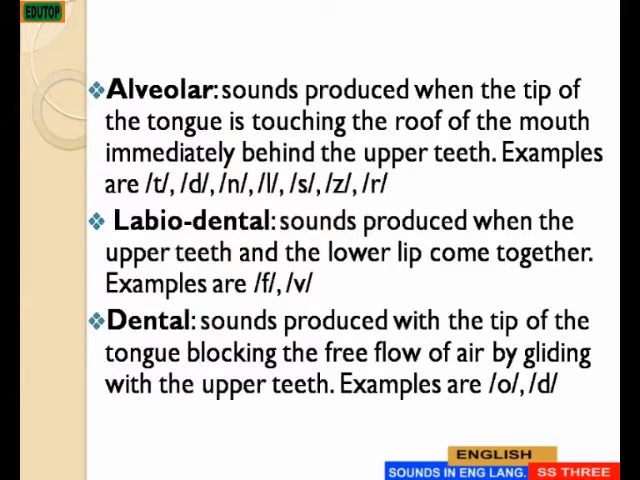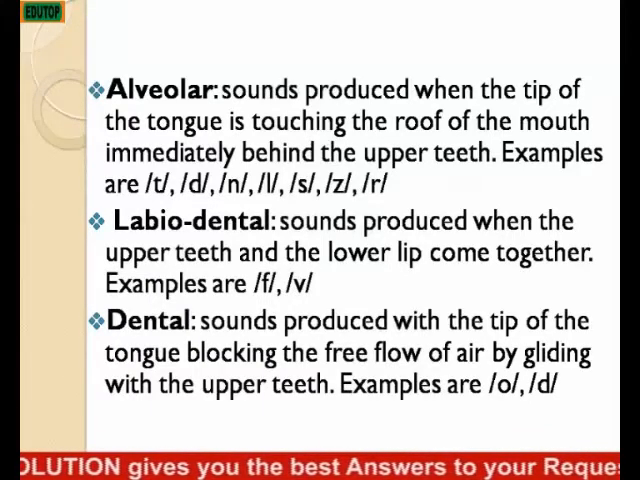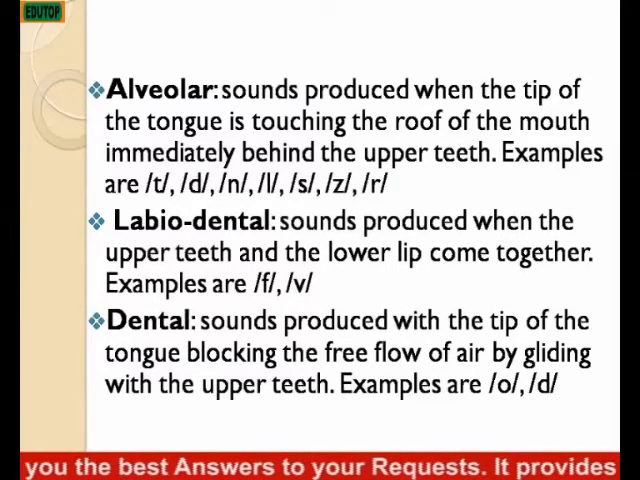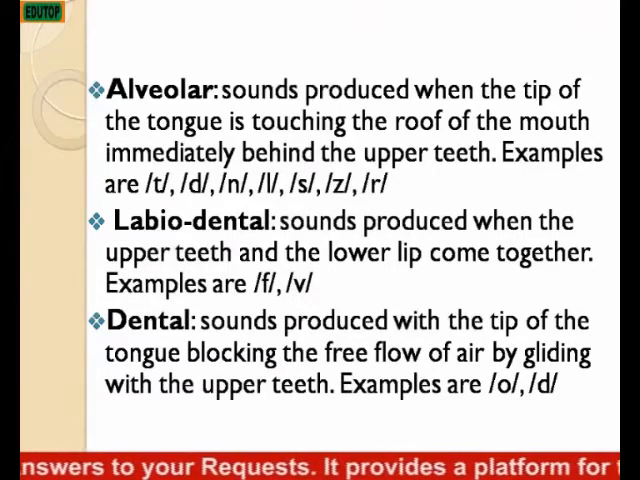The alveolar has to do with sounds that are produced when the tip of the tongue is touching the roof of the mouth, immediately behind the upper teeth. The alveolar is that region immediately behind the upper teeth, that is the hard palate towards the front part of the mouth. And examples of such sounds are t, d, n, l, s, z, and r.